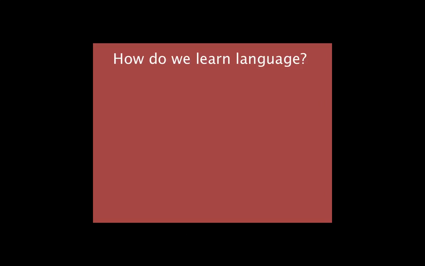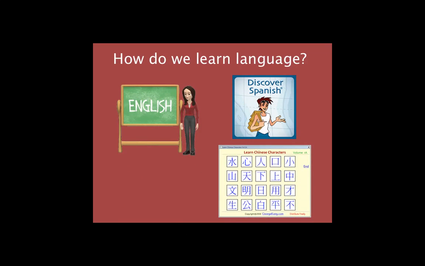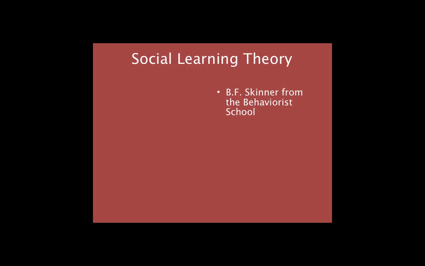So how do we learn language? I segued. Did you see that? You can learn English, Chinese, Spanish, Italian. Social learning theory is going to be B.F. Skinner, and he is from the Behavior School. I think you've already realized B.F. Skinner is big on behaviorism.